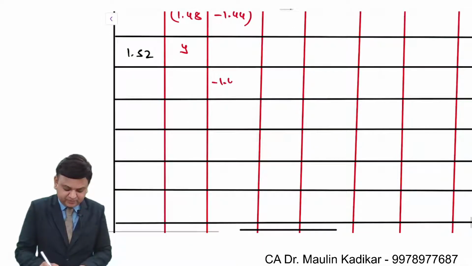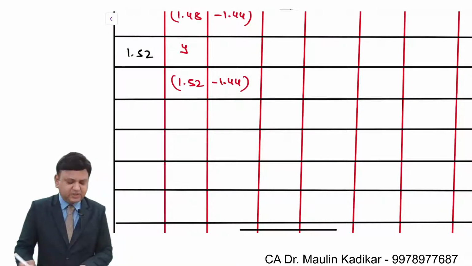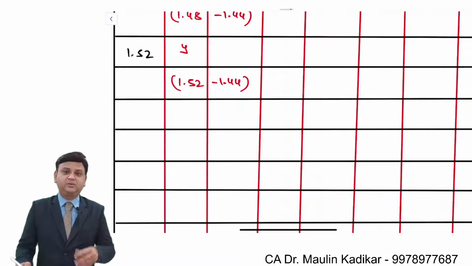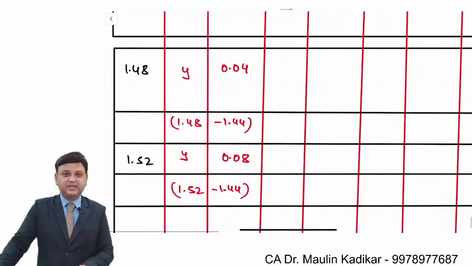1.44 is the rate at which you purchase the UK pound, and 1.52 is the rate at which you will sell the UK pound. So you will get the positive payoff of 0.08 United States dollar. That is what we understand.